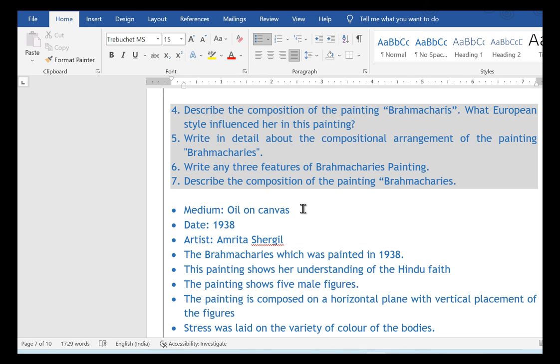This is an oil painting done on canvas, done in 1938 by Amrita Sher-Gil. This painting shows her understanding of the Hindu faith. Here we can see 5 male figures. The composition is horizontal.